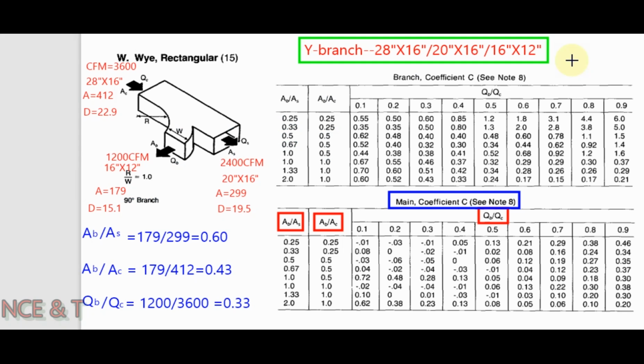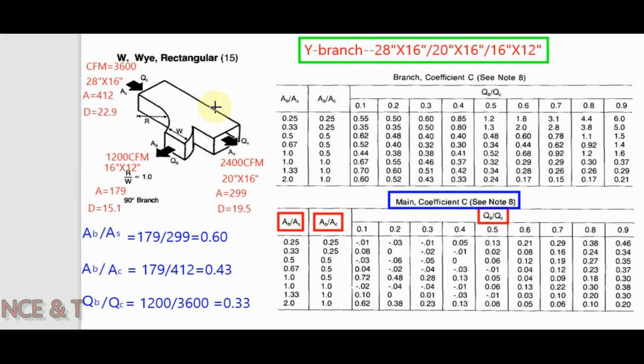Now we will calculate the value of the coefficient for the Y branch having dimensions 28 by 16 inch, 20 by 16 and 16 by 12 inch. As you can see from this table, to find the value of coefficient C, we need 3 values: the ratio AB by AS, the second ratio AB by AC, and the third ratio QB by QC.